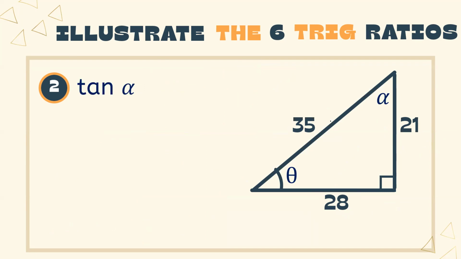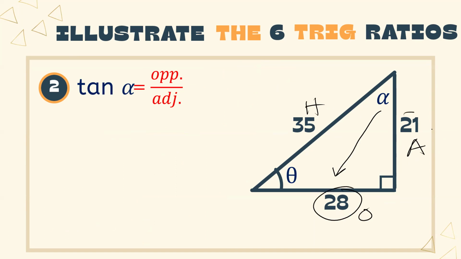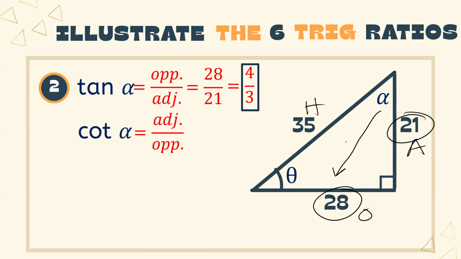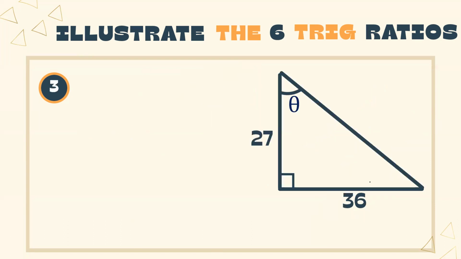And let's proceed to tangent alpha. Tangent is opposite over adjacent. This is opposite, adjacent, and hypotenuse. So that's opposite, 28, over adjacent, 21. So that's 4 over 3. Cotangent alpha is adjacent, 21, over opposite, 28. That's 21 over 28 or 3 over 4. Very easy, right? Very good. So that's how we illustrate the 6 trigonometric ratios.